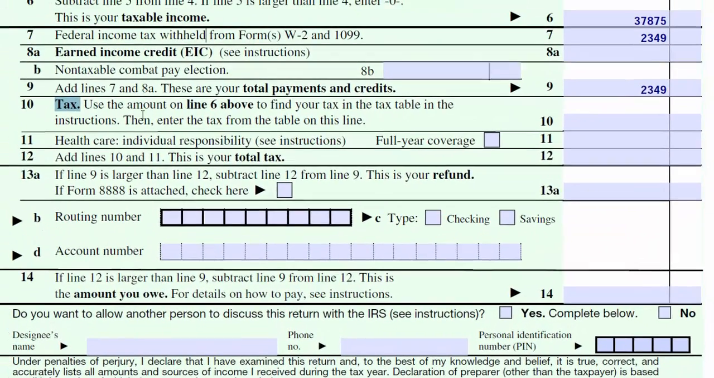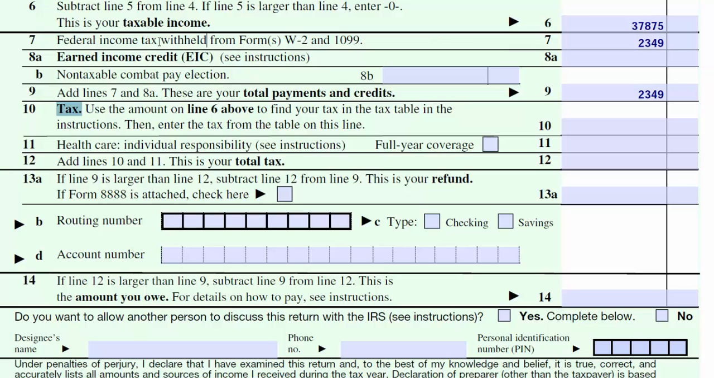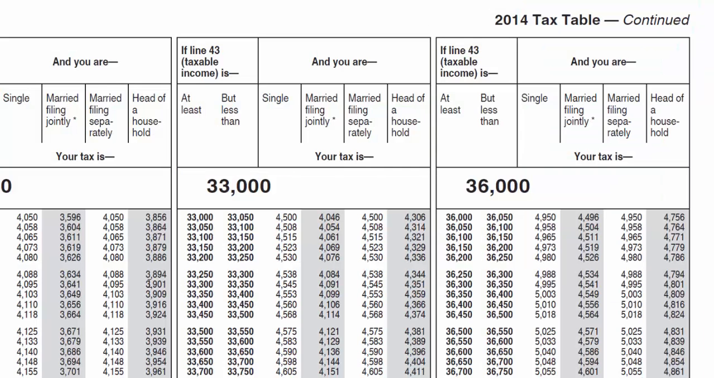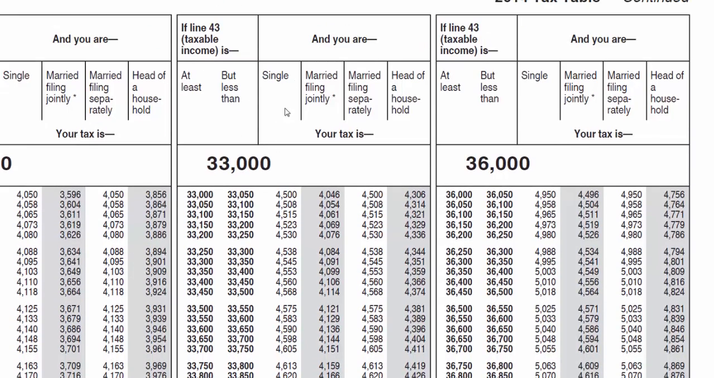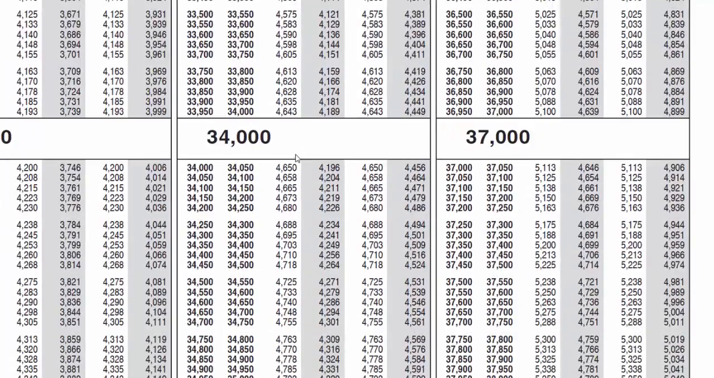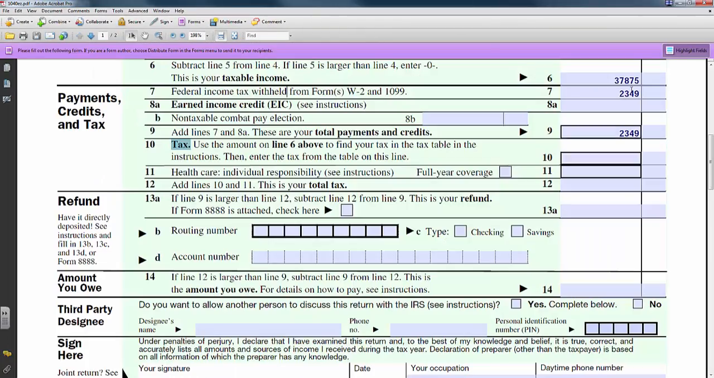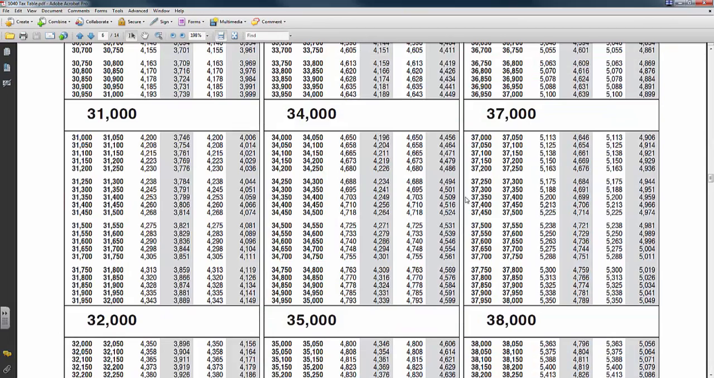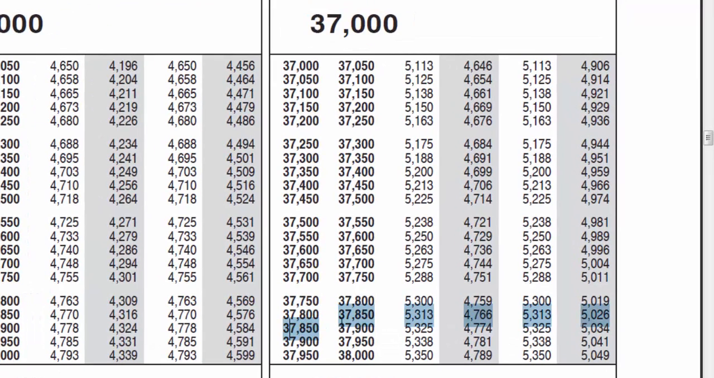Now we're down to our tax. And we need to use the amount on line 6. Well, his taxable income, not his total income, is $37,875. So we need to open up the tax table for that. So here's our tax table. You might remember we have single, married filing jointly. Well, he's single, so we'll go down the single column. And his income was $37,875, which happens to fall in between these two numbers here. So as we go across, he's in the first column being single, $5,325 is how much tax he owed for the year.